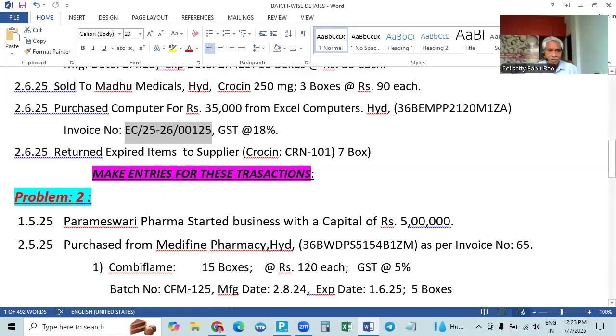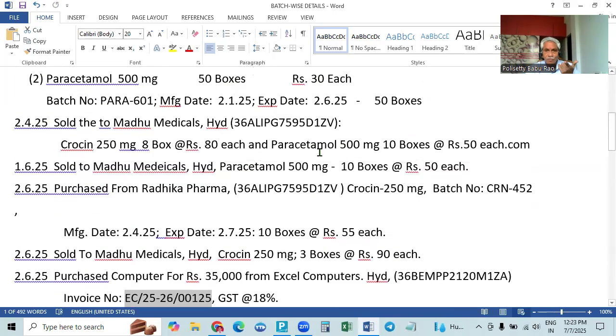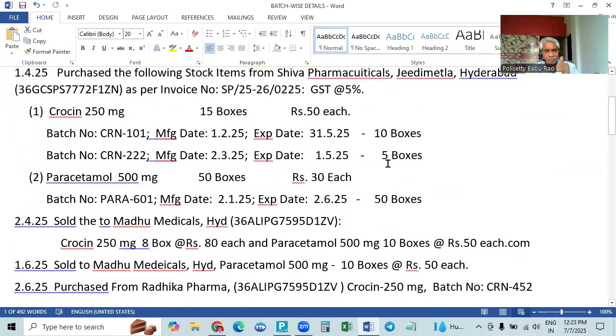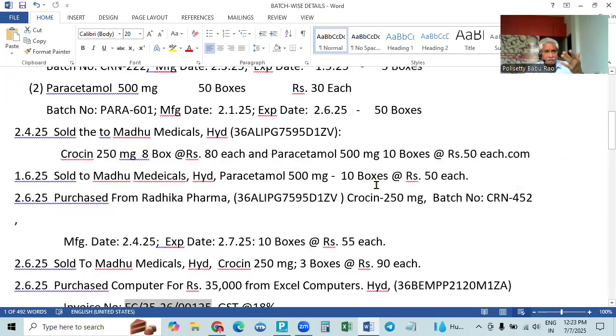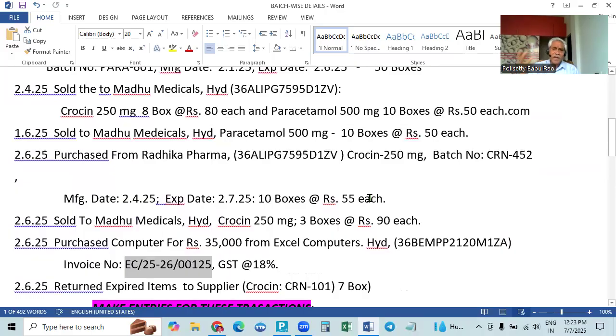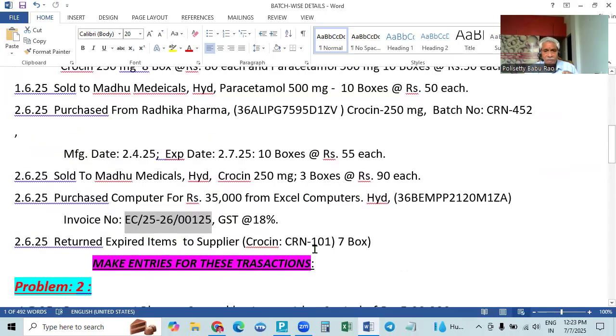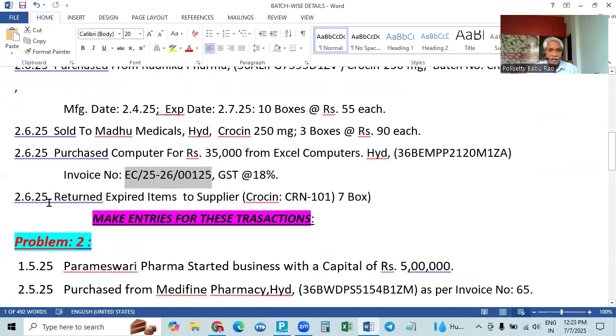Okay, in the debit note. So on the 2nd, here there is only one item expired. In these 3 months, there will be many items expired, and all of these will be returned to the supplier. But here, only one item is to be returned to the supplier.